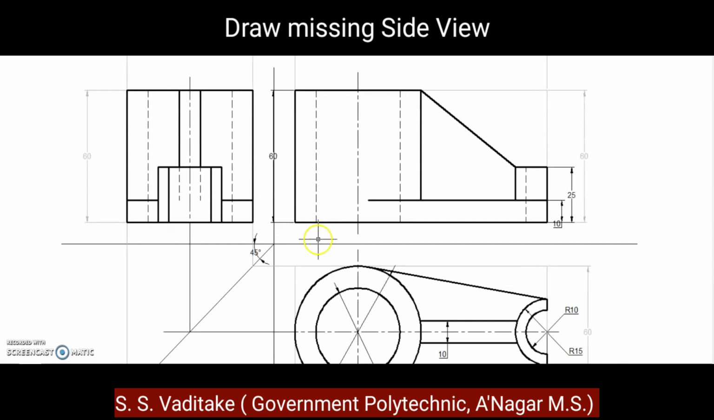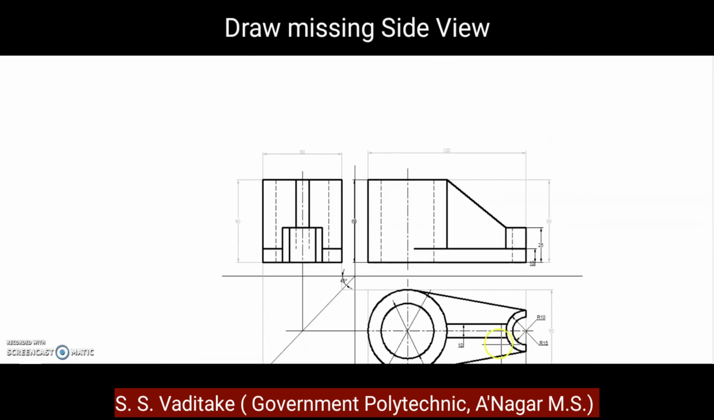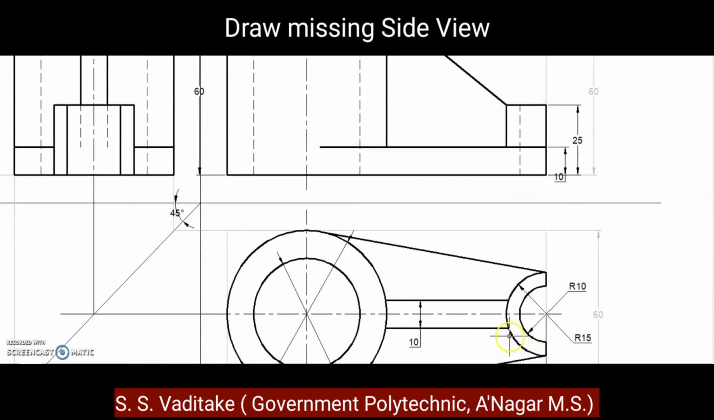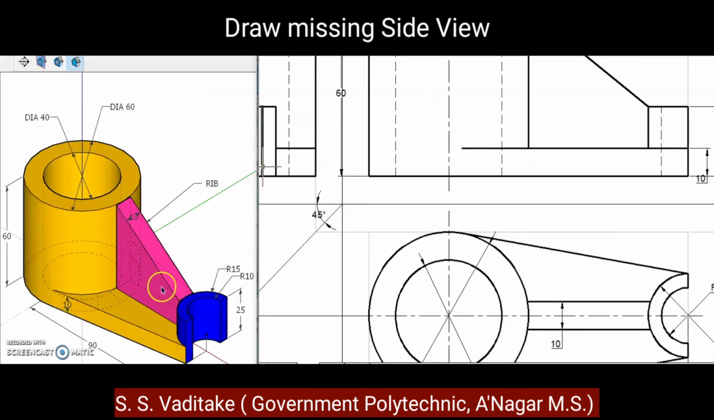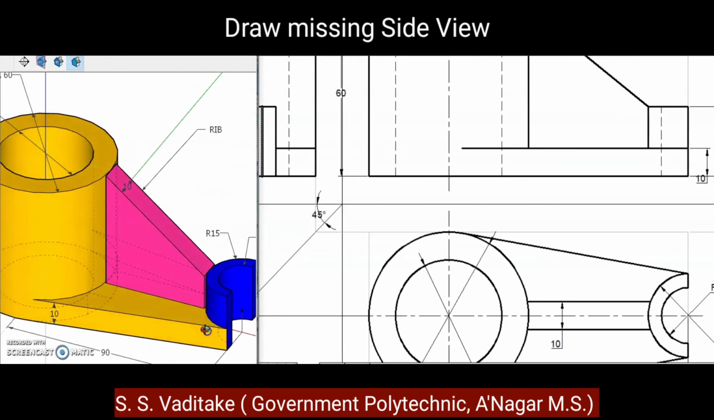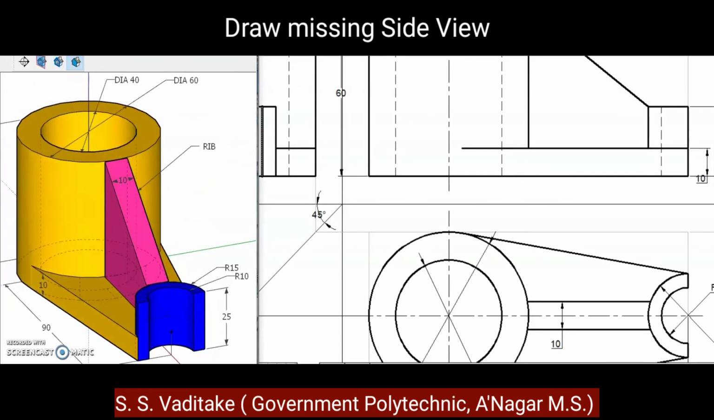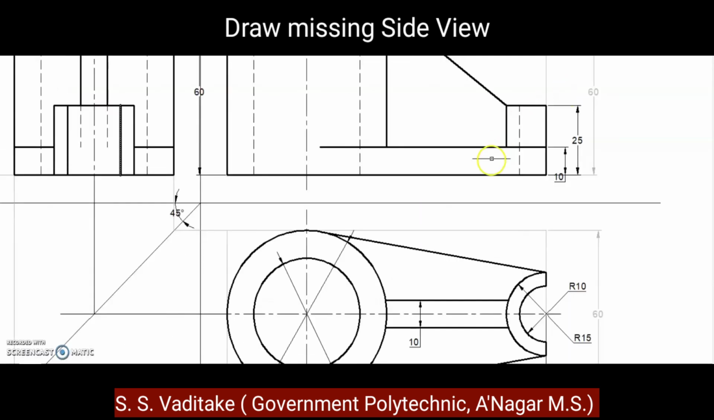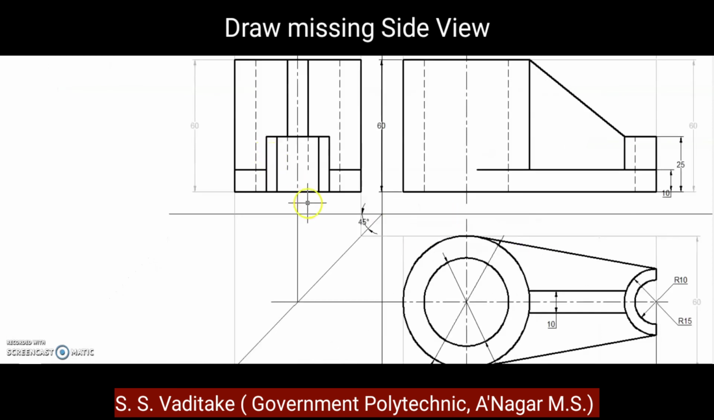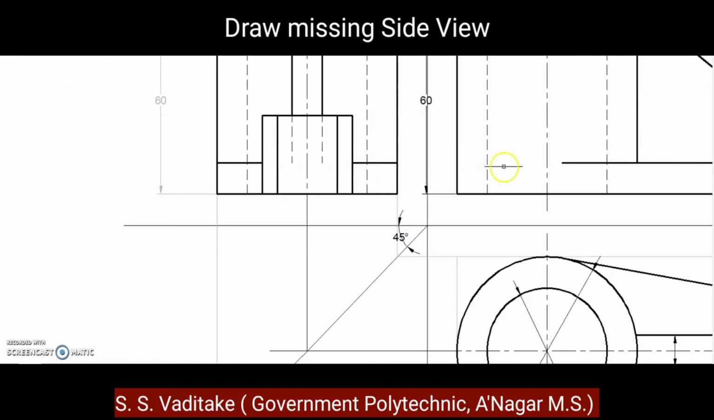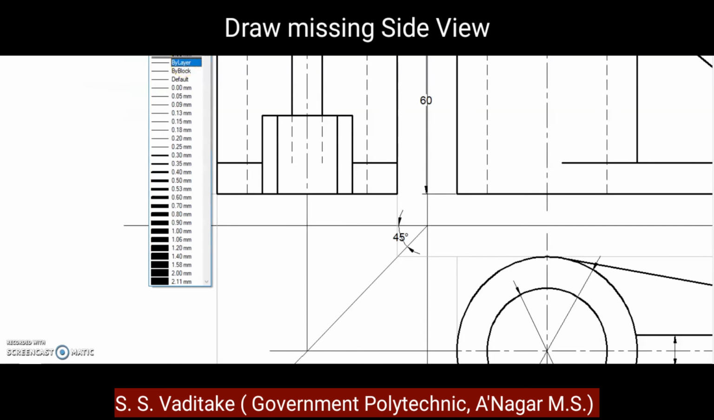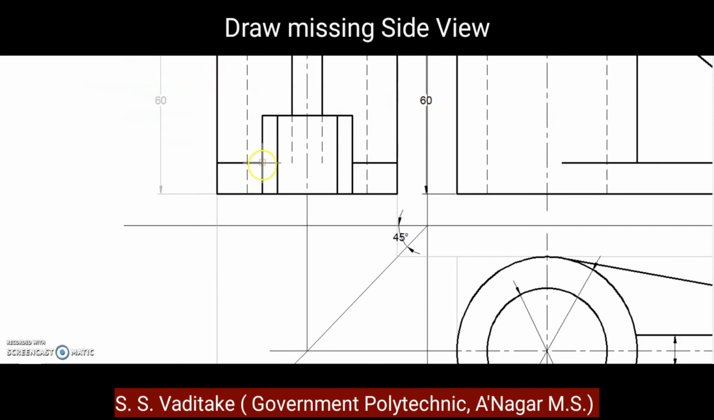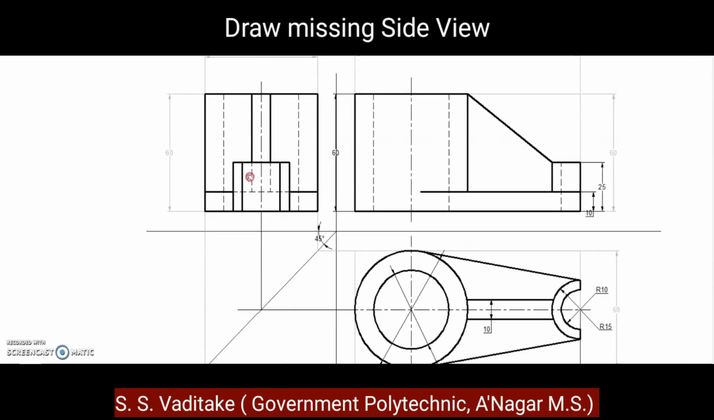Now some portion of this bottom plate, means this portion is not visible here when we are looking in the direction. Means if you observe here, this portion is not visible. This portion is not visible. If you observe the side view, this we have to show by dotted line. Means from this to this we have to draw the dotted line. So draw this dotted line from this to this. Thus in this way the side view is completed.